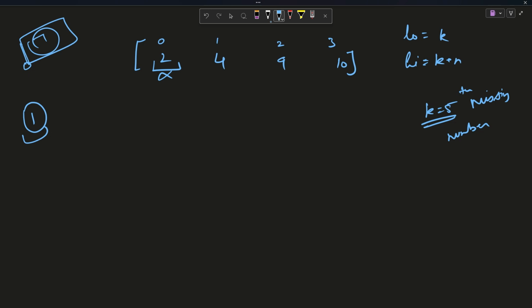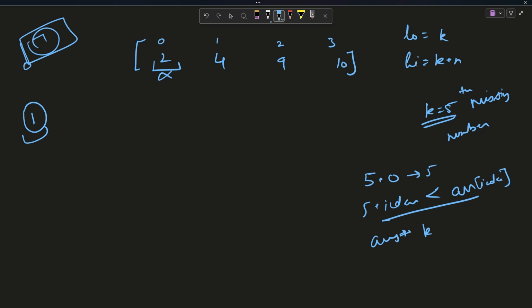Now, I say 5 plus 0 equals 5, that is k plus index. If this value is less than your array value at that index, then your answer is k plus index. This is my hypothesis. Let us test it.